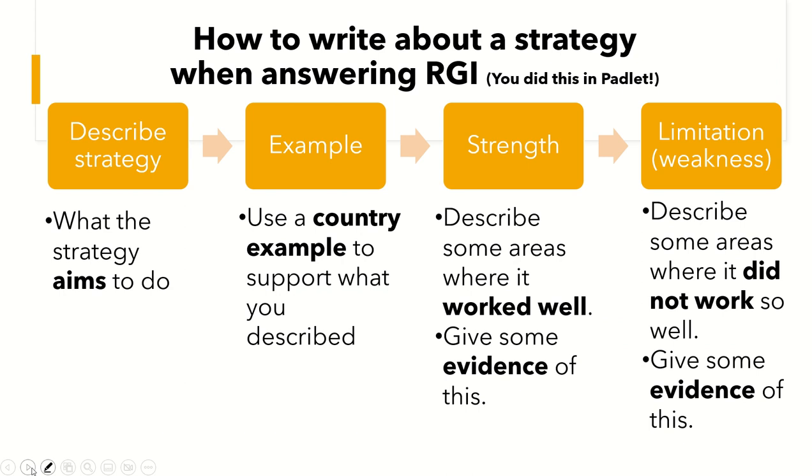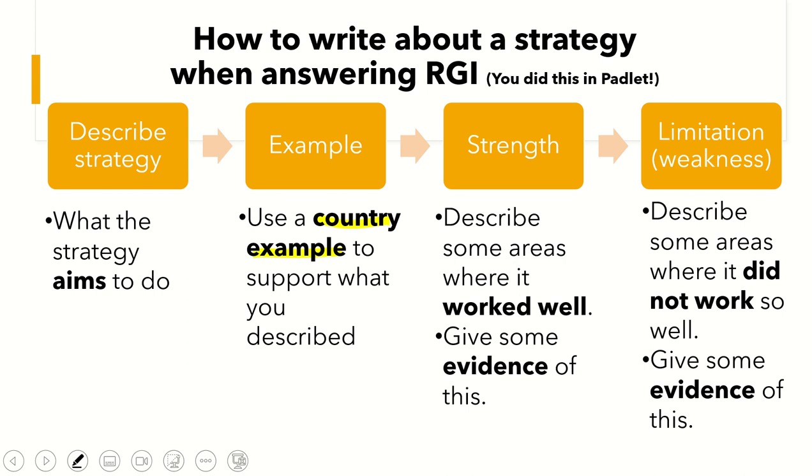So how did you write about a strategy when you were answering your RGI question? You actually did this in a Padlet. In your Padlet, you were assigned one strategy. What you did was describe the strategy. You told me what the strategy aims to do. And then after that, you gave one example, and we use a country example to support what you describe. Some of you even did some additional research, which is good job.